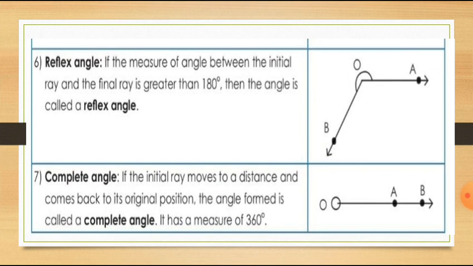Now we are studying reflex angles. A reflex angle means if the measure of an angle between the initial ray and final ray is greater than 180 degrees, then the angle is called a reflex angle. Okay, children. So we learn the 180 degree angle is the straight angle. So greater than straight angle, that is greater than 180 degree angles are called reflex angles.